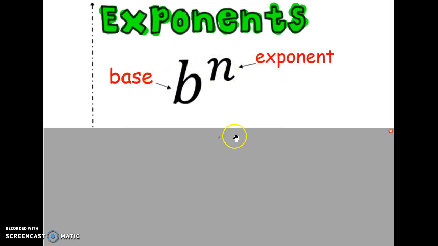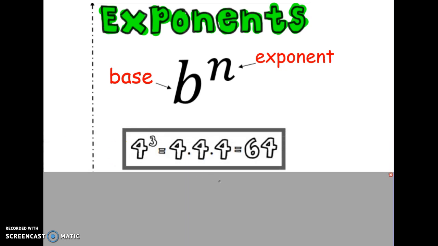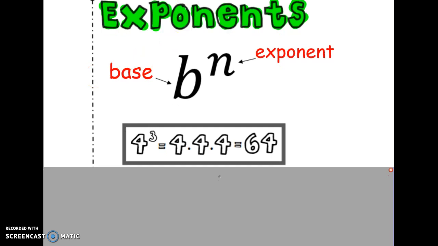So label those two things, please, at the top of your notes page. And we're going to look at our first numerical example. So, in our first example, we have the number 4. That's our base. Okay, it's the large number written like a normal number. We also have a little exponent. The exponent in this example is just a 3. Okay, that tells us that we will take our base and we will multiply it by itself 3 times.